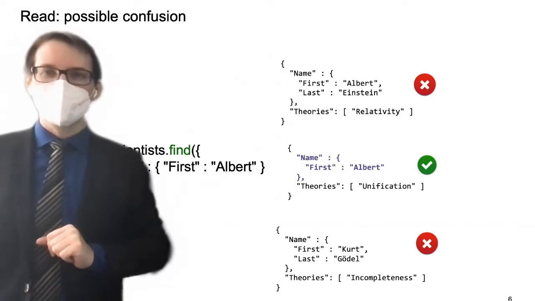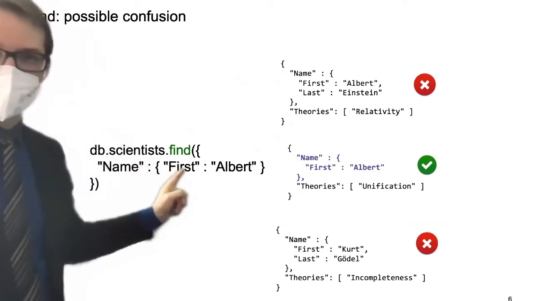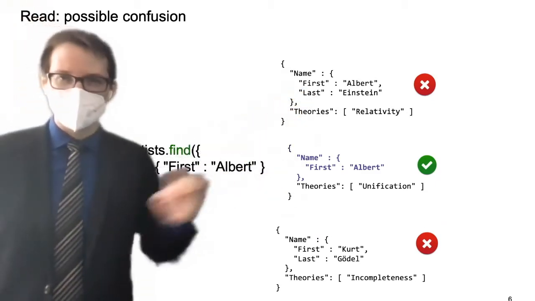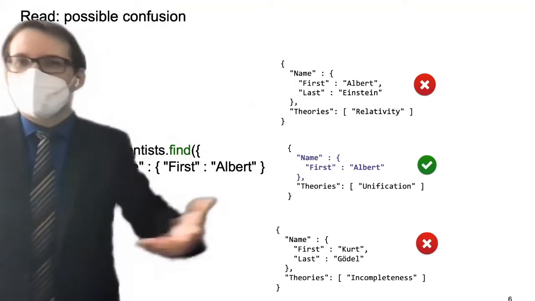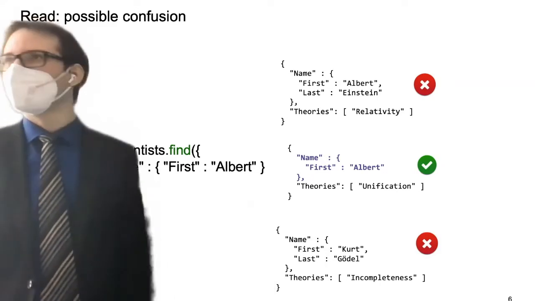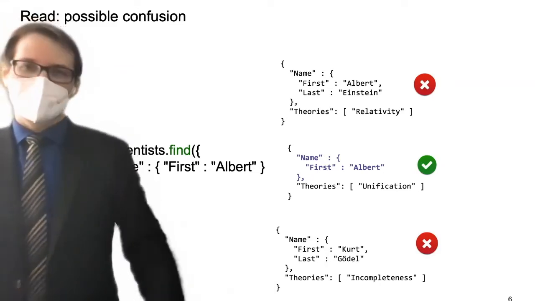With the dot, exactly. You need to have a dot, so name dot first Albert, and then this will also return this one. And again, it's hard to remember because you cannot guess that, right? The only way you know is you read the documentation and you figure it out. And yeah, so we have to live with that.